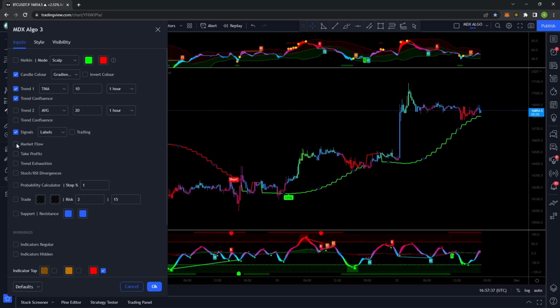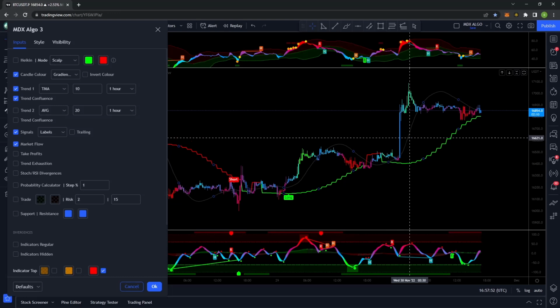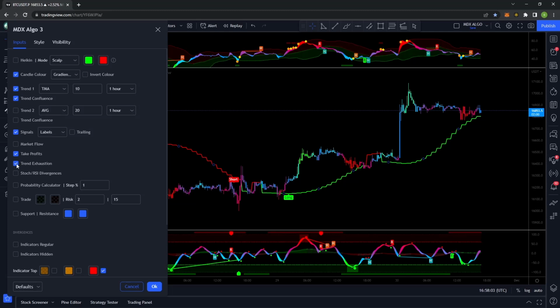We can go into market flow. So this will give us another moving average type looking thing, a very faint line. But this will basically be showing us the momentum of the order books. So you can consider that when you're doing your analysis. Again, it kind of acts as resistance and support. Just another little bit of confluence for your charts. Take profit and trend exhaustion, I usually do have these on my chart.